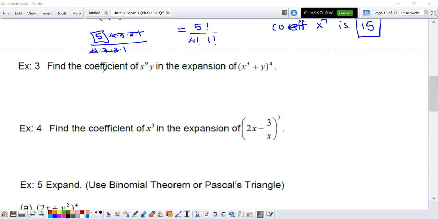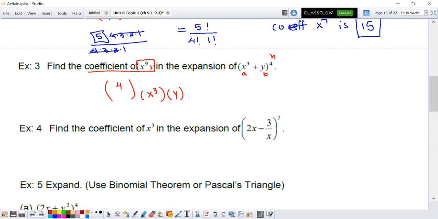Okay, so let's take a look at another example. We have two terms, x to the 3 and y. Again, this is my a, this is my b, this is my n. So let's set it up. You must show the setup, which is n is 4, x to the third, y. This is a, this is b.